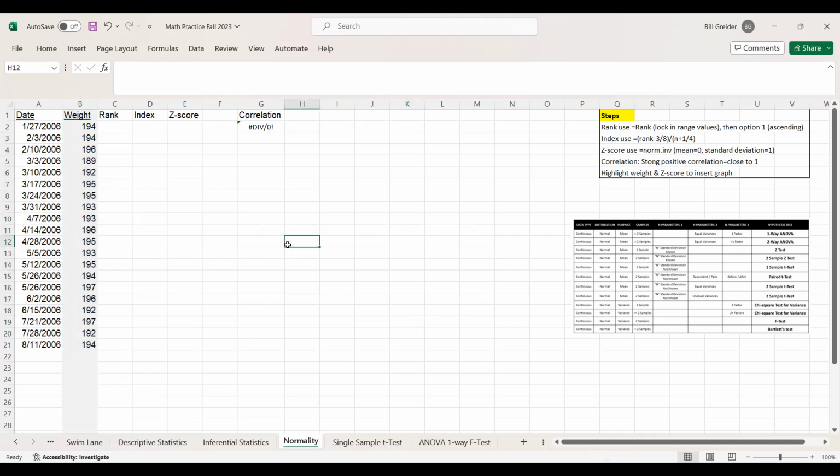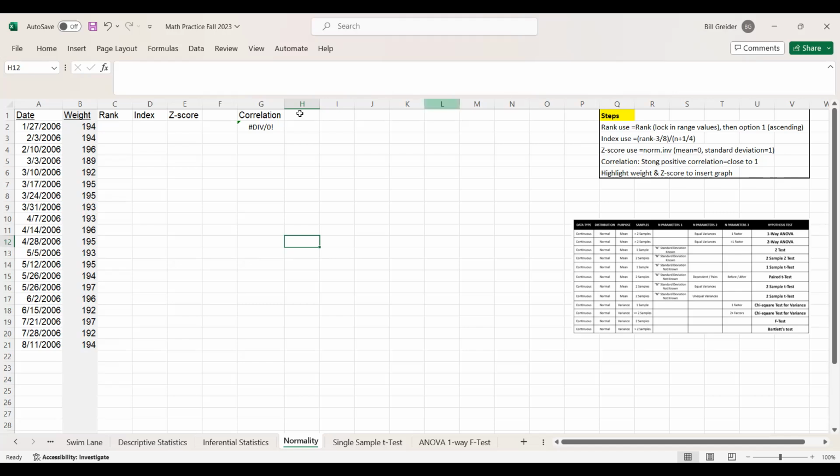Is that a bell-shaped curve? Is the process stable? I need to know that before I can apply any kind of hypothesis test to it. So here's how we do it. I put the steps right here, and I'm going to walk you through it right now. Then I'll erase it and send you the math practice, and you can try it.